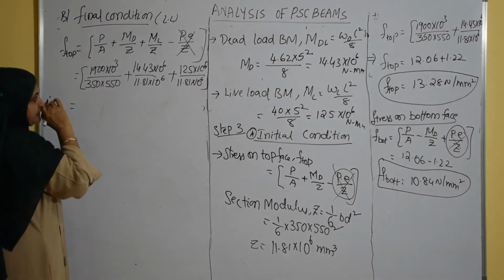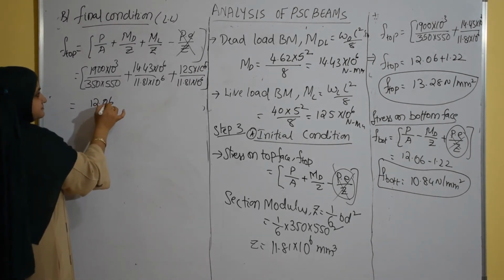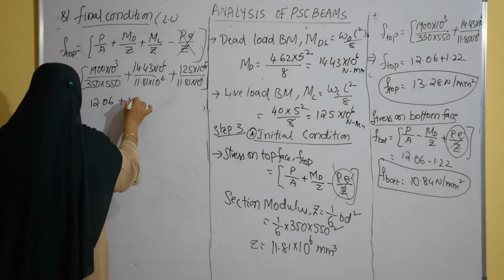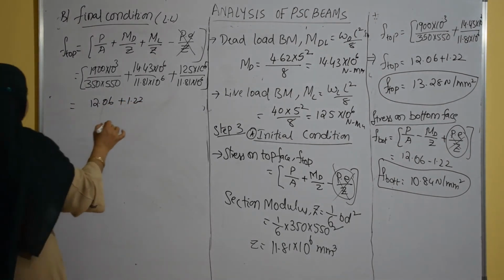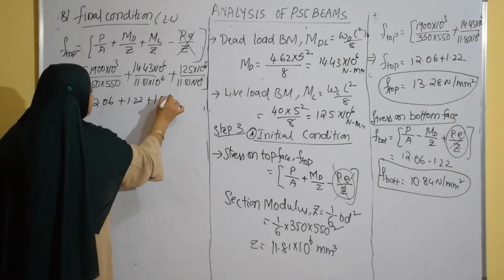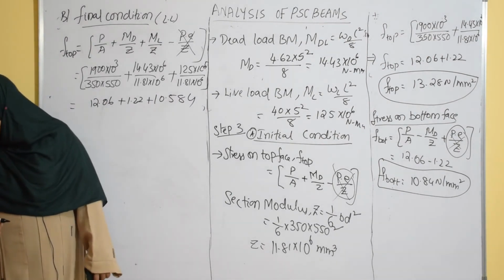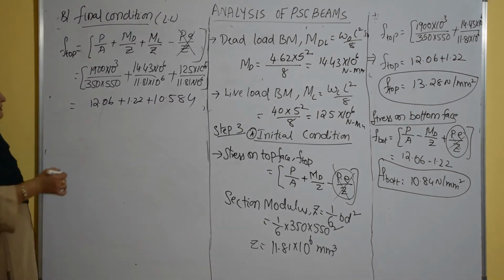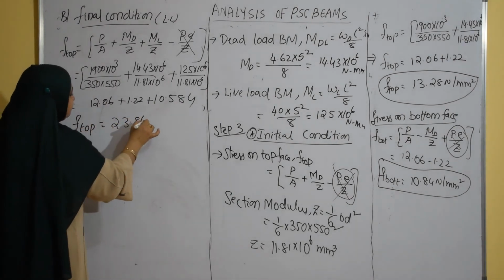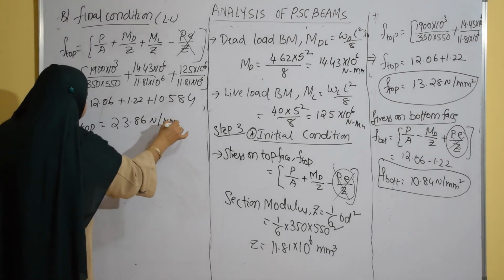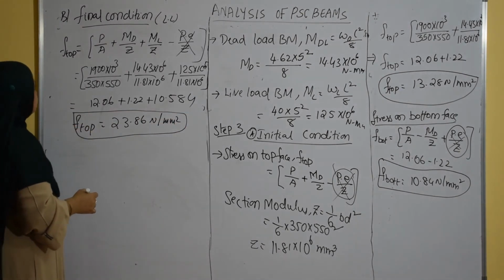So again same values comes here. P by A will be 12.06. Okay, MD by Z will be 1.22. Okay, ML by Z will be 10.584. After you use your calculator, you get these values. So the net stress at top will be 23.86. So make a note of this because we are going to discuss. So this is after the application of live load, sorry.